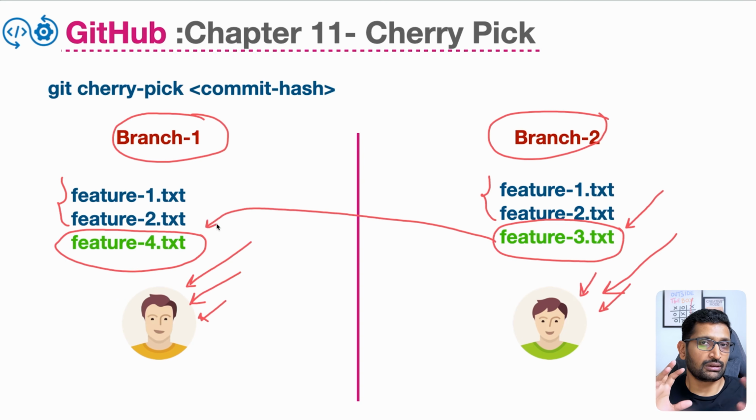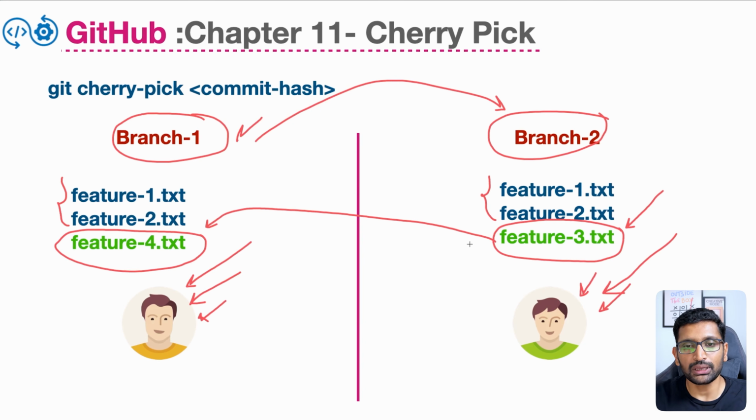So that's the scenario where developer 1 in branch 1 is dependent on branch 2, so that he can pick that particular change, that feature 3, into his branch before it is pushed to the main branch. And this kind of picking of a specific feature from another branch is called cherry picking. I'm going to show you exactly how we can pick feature number 3 to branch 1 using the cherry pick command.